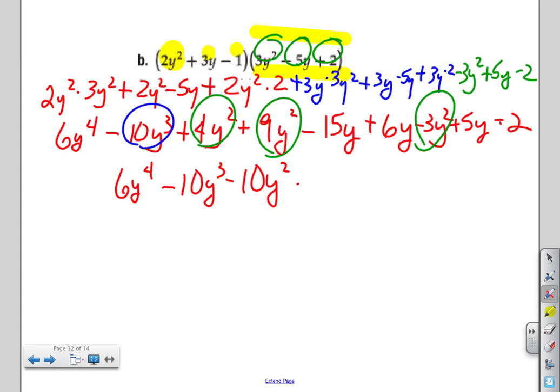I bet you can hardly wait to do one of these on your own, right? I feel like I'm messed up here, guys. Maybe you'll show me my mistake tomorrow. And here we have a 15y and a 6y and a 5y. So we'll add all those together. We get negative 20y plus 6y will be minus 4y minus 2. Well, I definitely messed up.